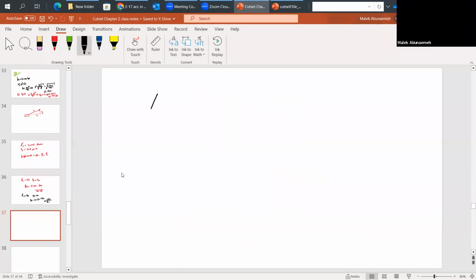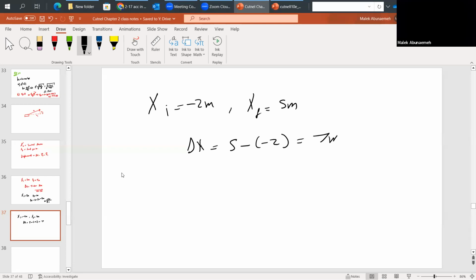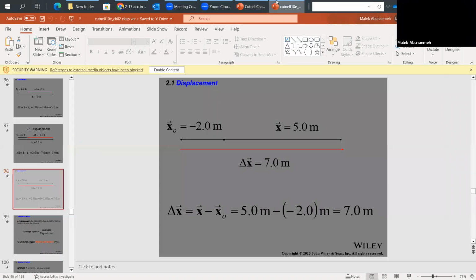There's another example. Let's say your initial was at minus 2 meters and your final was at 5 meters. That means your delta x is going to equal 5 minus minus 2, final minus initial, which is going to equal 7 meters. So your delta x will be going this way at 7 meters. Put it that way. Wonderful.